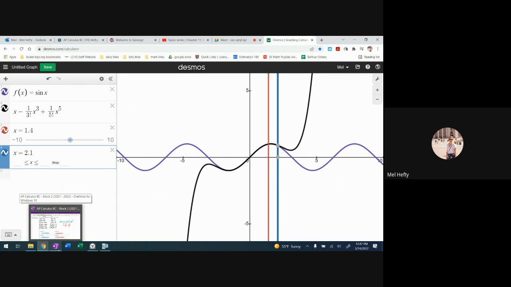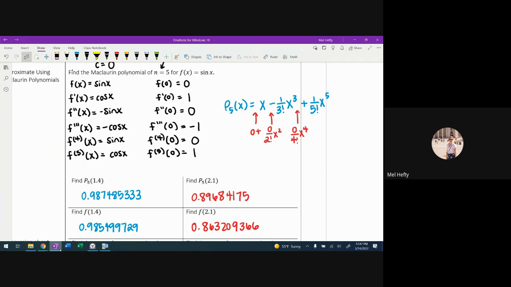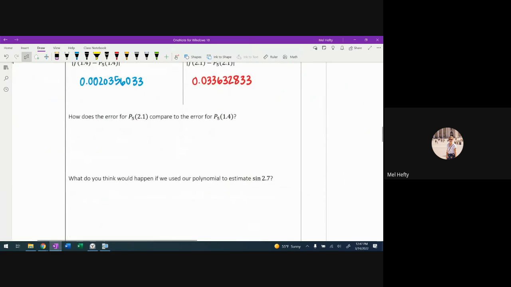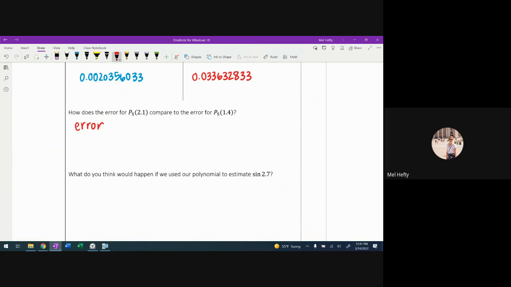I say in general because we don't know what our functions are doing, but we're getting a pretty good idea of how far this guy is good for. All right, so here the error is larger. So what do you think would happen if we use this to estimate sine of 2.7? Yeah, probably even bigger.